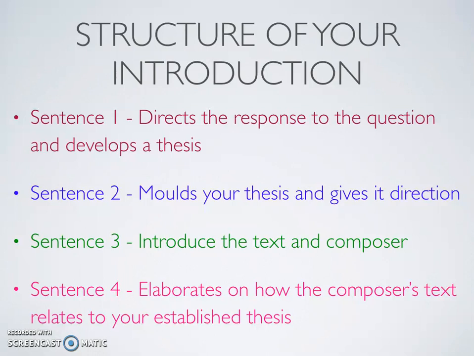Sentence 3 should introduce your text and composer. And then finally, you should elaborate on how the composer's text relates to the established thesis. So how is it that that text is a perfect example, or perfect proof, for you to argue your thesis? You could then go on to give some examples that you would be presenting in your argument. Now, each of these steps that I've outlined here may be more than one sentence. So as long as you're doing all of those steps in an order like that, it's okay to write more than one sentence for each of those steps.